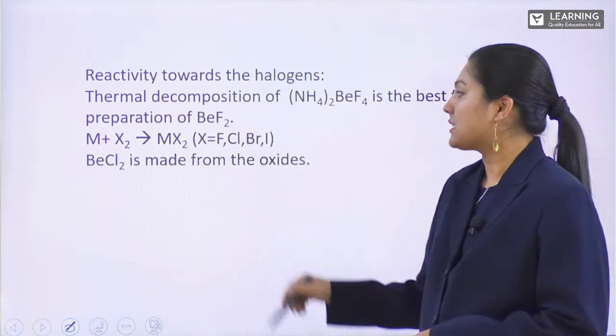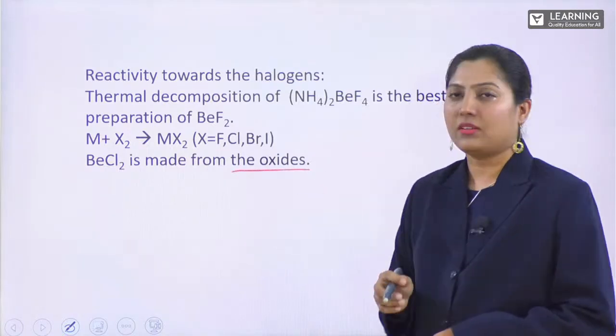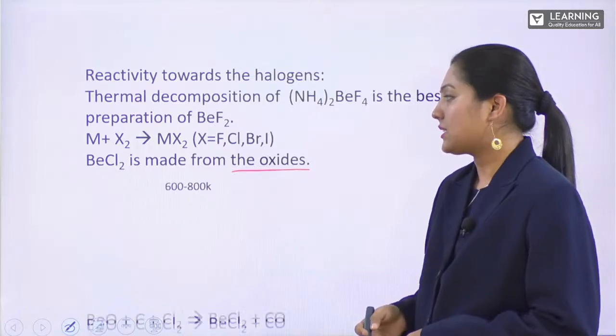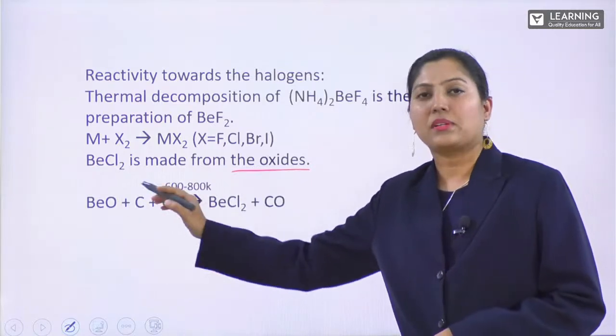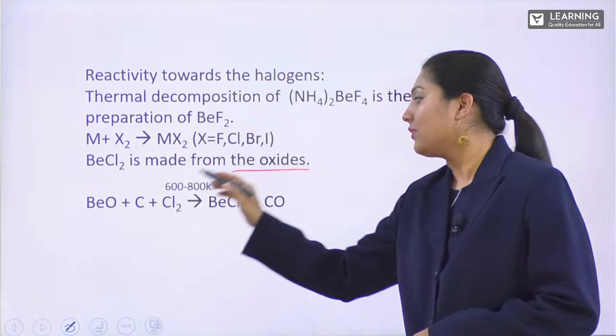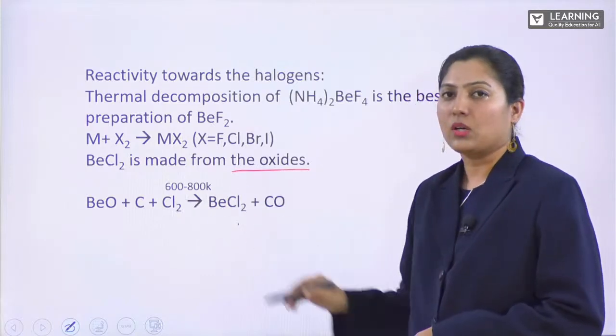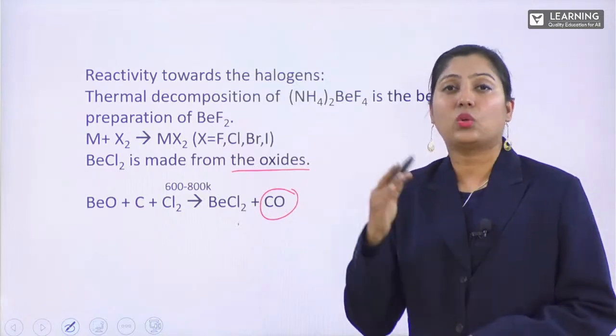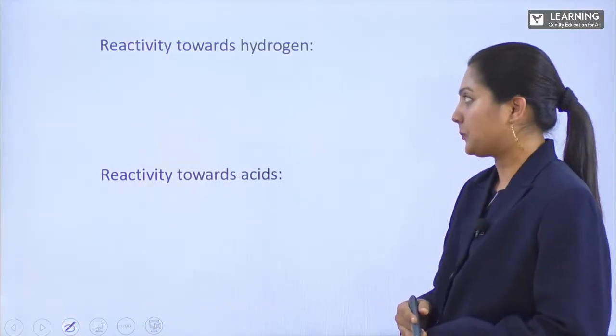Beryllium chloride is made from the oxide. You can see beryllium oxide in the presence of carbon and chlorine gives beryllium chloride with carbon monoxide given out, at 600 to 800 Kelvin.